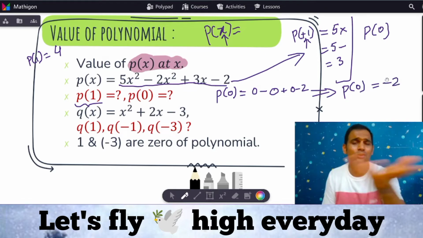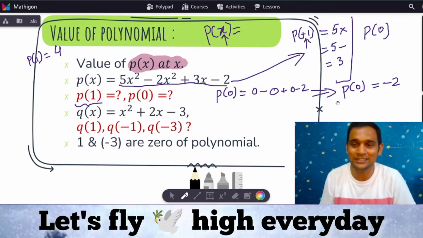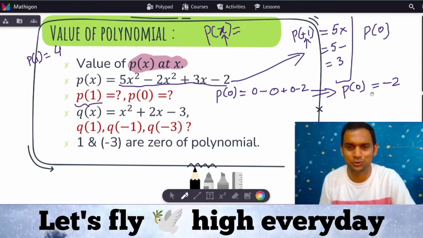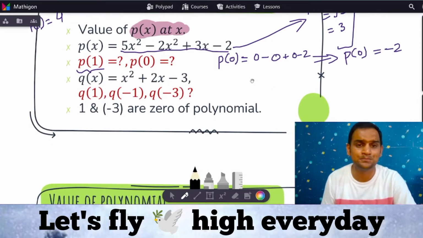because 0 minus 0 is 0 every time, so we are not worried about that. Yes, so p of 0 equals minus 2. So now I understand that you got a little bit of knack of how to calculate the value of a polynomial. Now we have one more polynomial here. Let's try to find out what is what.